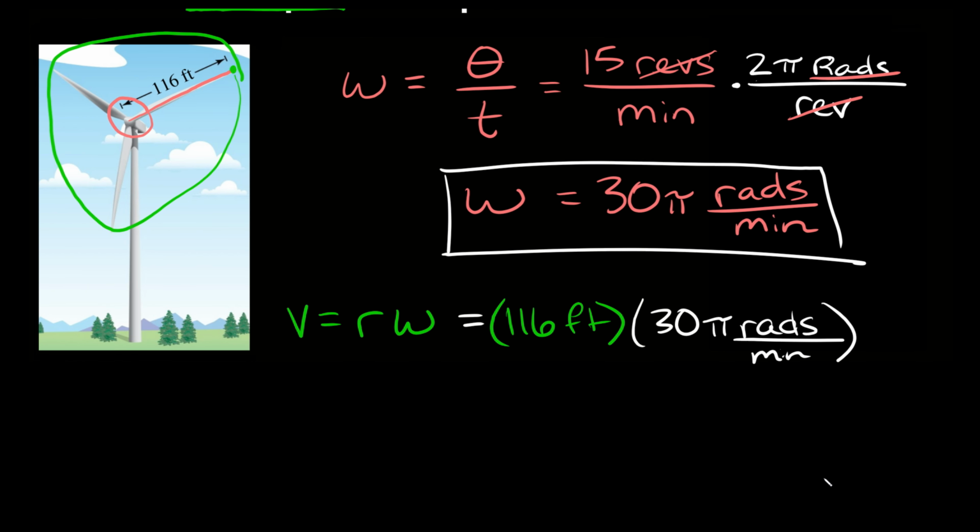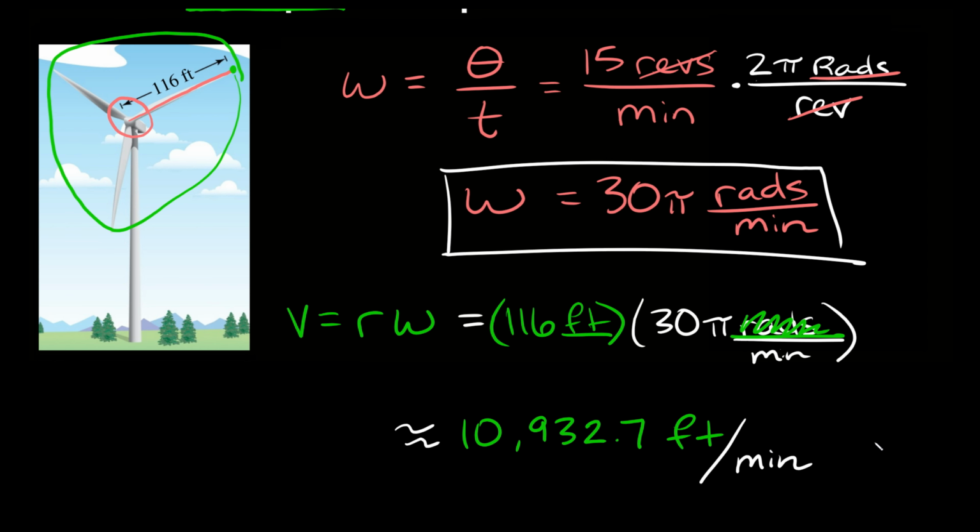Now if we multiply this out, 116 times 30 pi, we'll round here. It's approximately 10,932.7. And what are our units? Well, on top you can see we have feet and radians, but radians are essentially unitless. So really we're just going to have feet on top. And what are we going to have on the bottom? All we're left with is minutes. So it's going to be feet per minute. So 10,932.7 feet per minute.